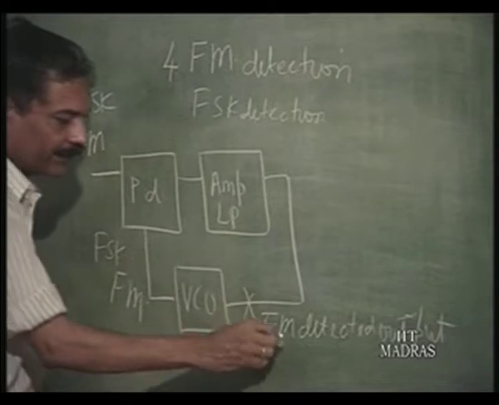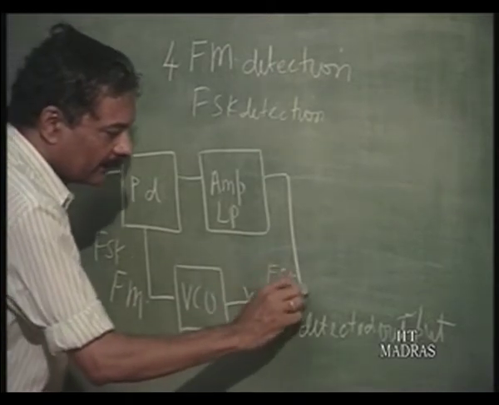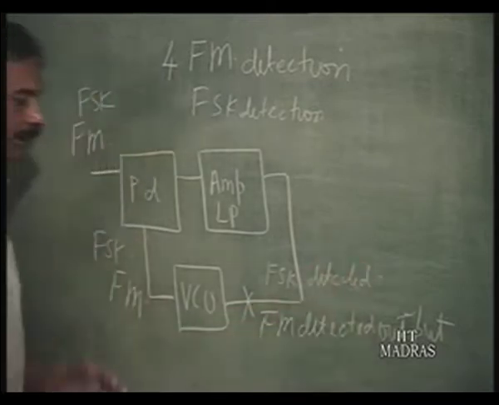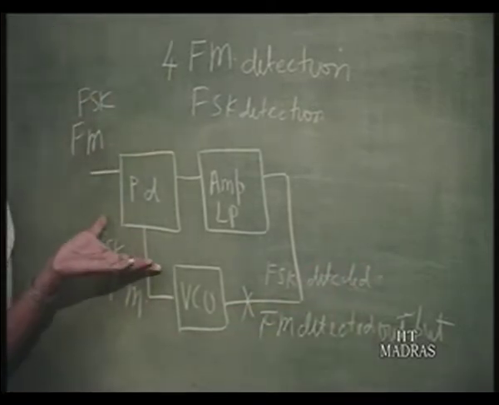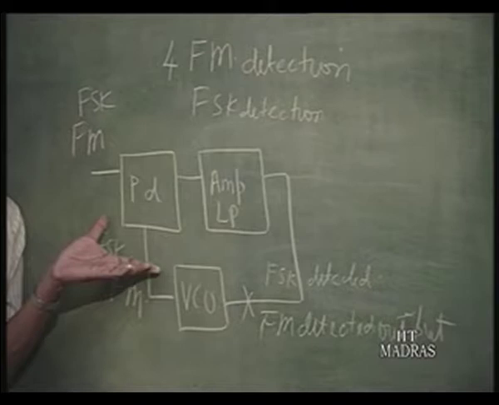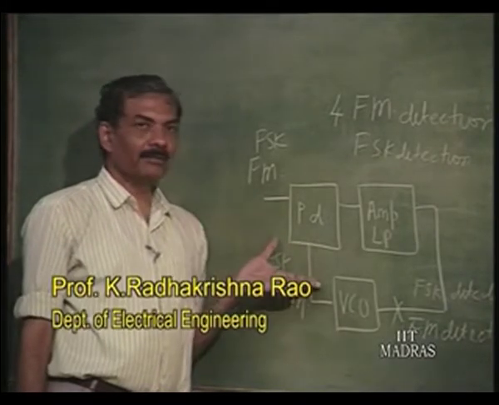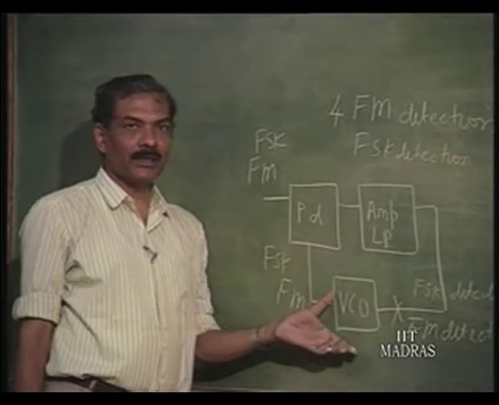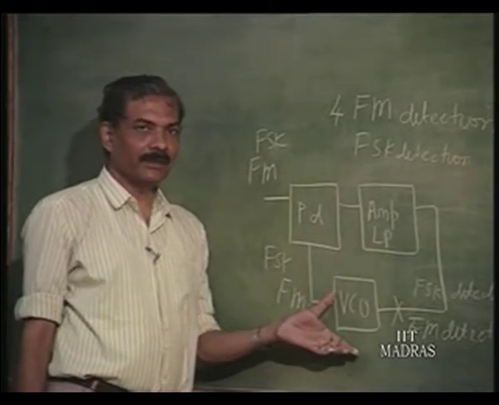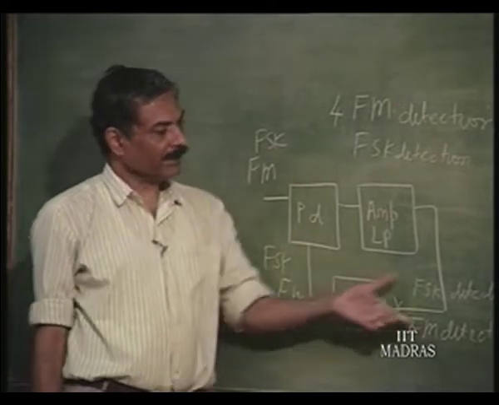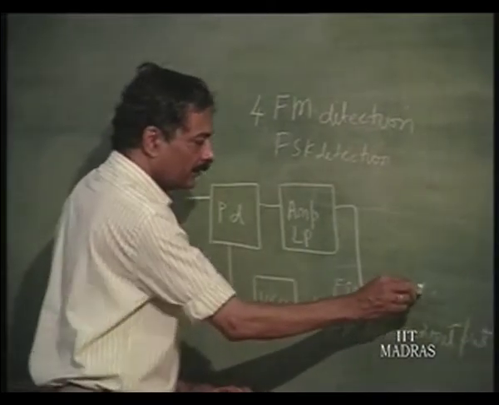That means this is the FSK detected signal. These are being used in large numbers in modems nowadays, right. The demodulator part is nothing but this PLL tuned to the corresponding frequency, so that it can select that particular channel, right. So, this FSK detection is very common.